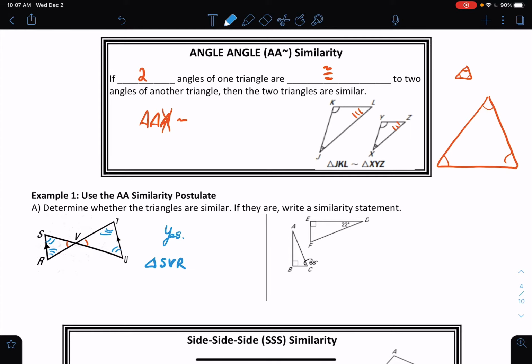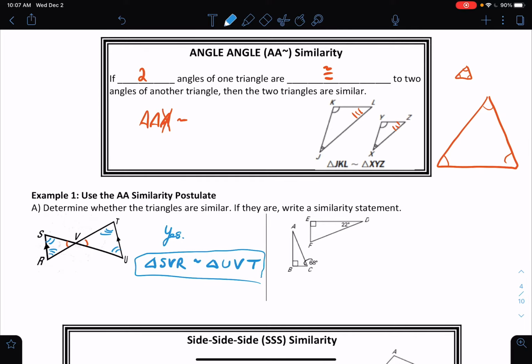For the left-hand triangle, I'm going to say SVR. That's just the order I'm going to choose, and that's going to dictate the order of my next triangle. Since I started with S, I have to start with U. Then I go to V, which matches up with V, and then down to R, which matches up with T. So the order there is important. It has to look like this: triangle SVR is similar to triangle UVT. Since I started with SVR, to match up the corresponding parts, my second triangle had to be UVT.